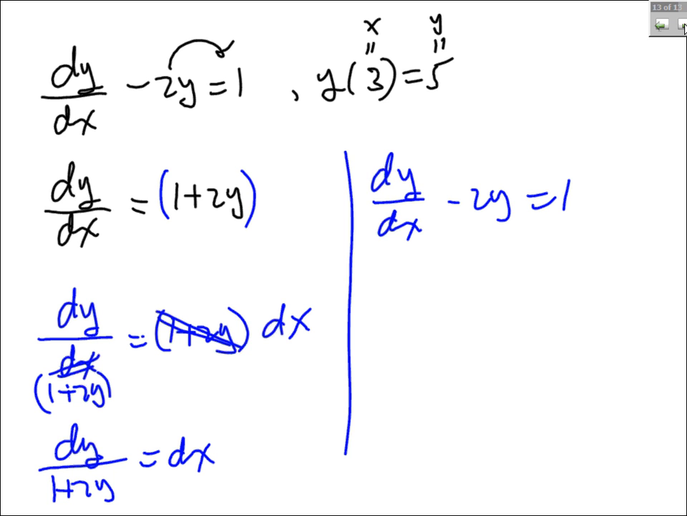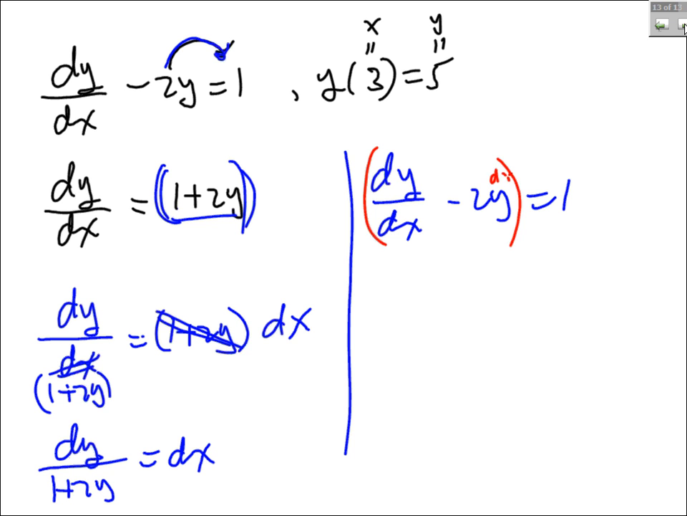Just like after I brought the 2y over and I had 1 plus 2y, I said I can think of it as one term. You can surely think of this as one term, but then you won't be able to get the dx's on one side and the dy's on the other side. Okay, it's going to be a disaster doing that. Actually, you could, but it'll be a disaster.